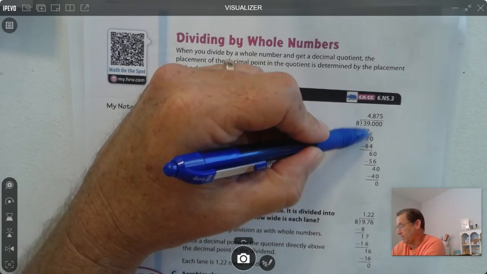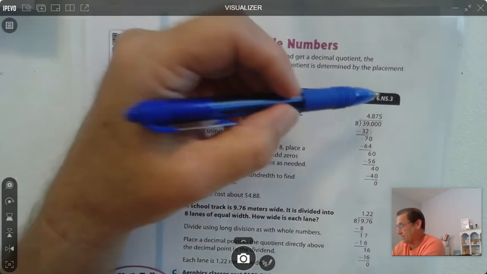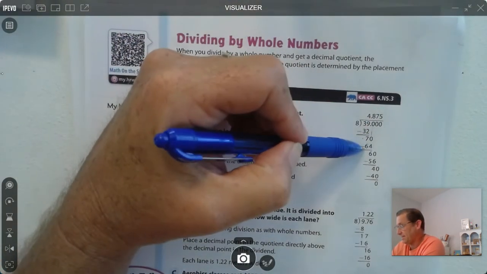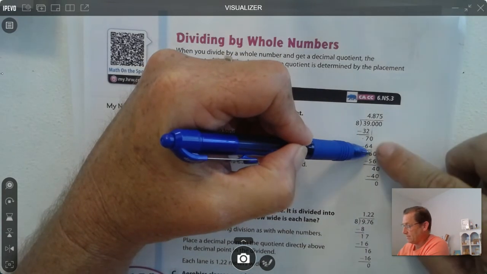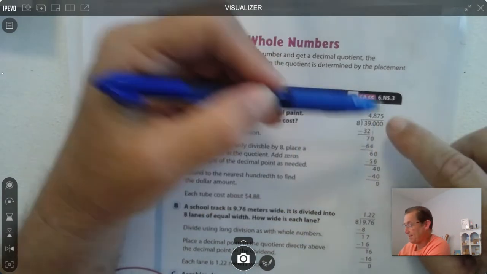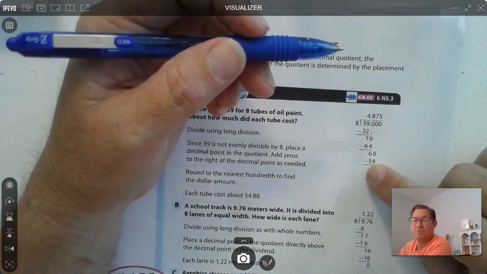We're going to bring down our 0 tenths, and 70 divided by 8 is going to give us 8. 8 times 8 is 64. We subtract, we get 6. We're going to bring down the 0 hundredths. 8 times 7 is 56. So subtract, we're left with 4.